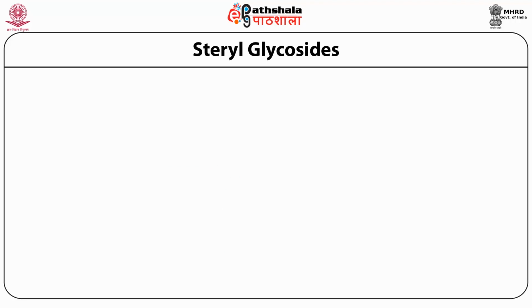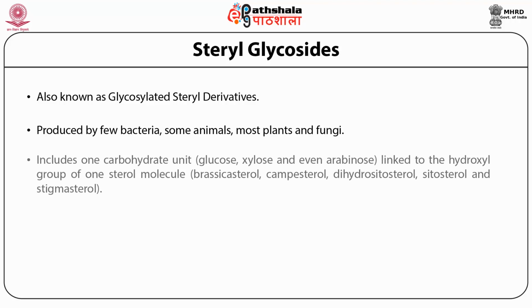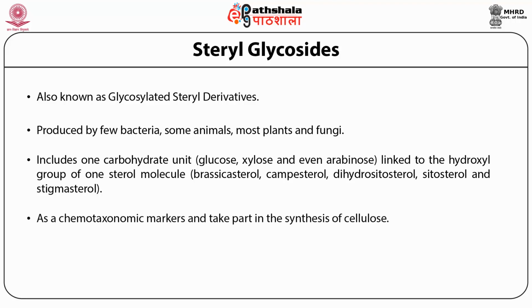These sterol glycosides are also known as derivatives of glycosylated sterol produced by few bacteria, some animals, most plants and fungi. This family of sterol glycosides includes one carbohydrate unit, which is either glucose or xylose or even arabinose, attached to the hydroxyl group of solitary sterol molecules. These include brassicasterol, campesterol, dihydrositosterol, sitosterol, and stigmasterol. Helicobacter species was found to be principally rich in cholesterol glucosides, approximately 33% of the total lipids, suggesting the importance of these molecules as chemotaxonomic markers.